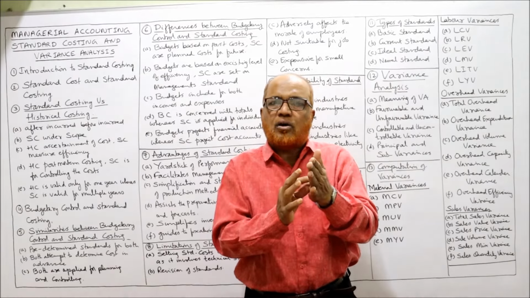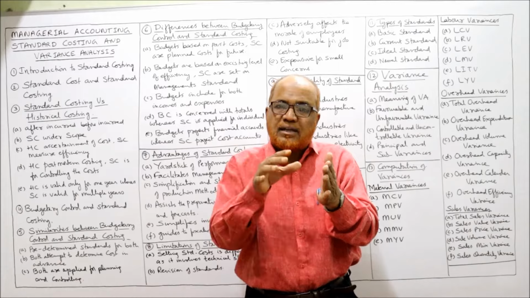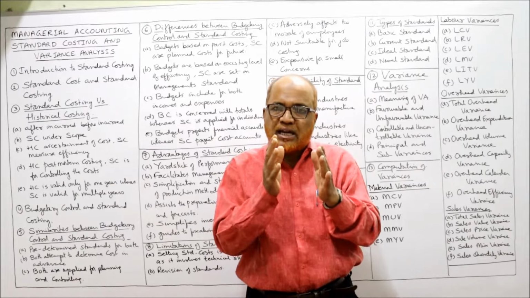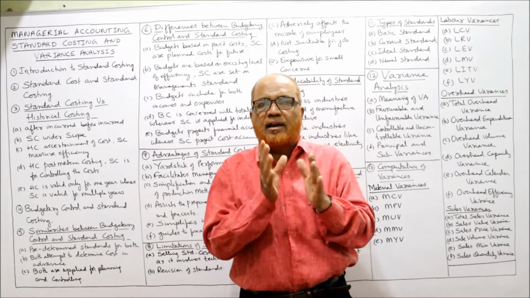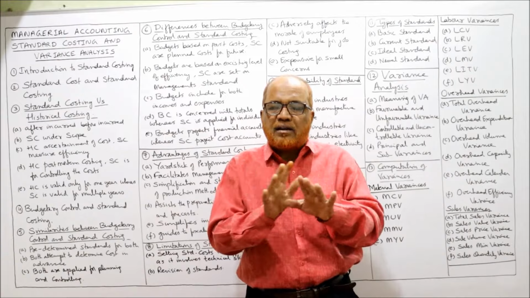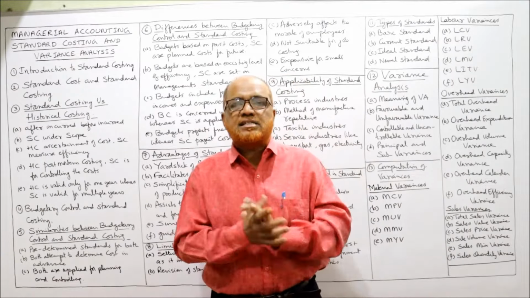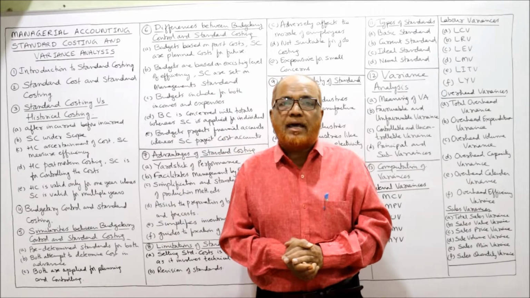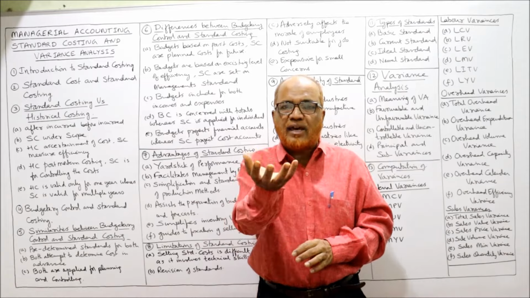cost, predetermine the cost. We have to estimate the cost in advance by applying the technical specification, by conducting engineering studies. All these things we are calculating scientifically and systematically. So the matter does not end simply by calculating the cost. After estimating the cost, we have to compare the actual cost with the standard cost to find out the variance.